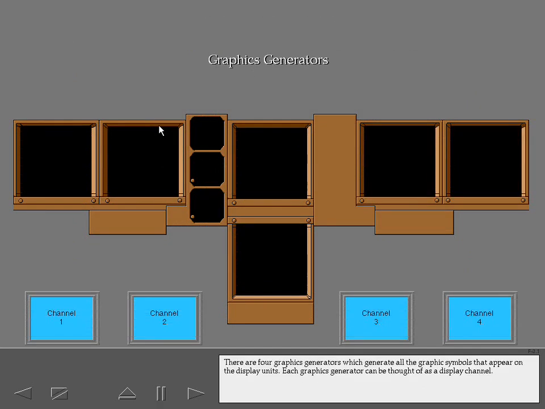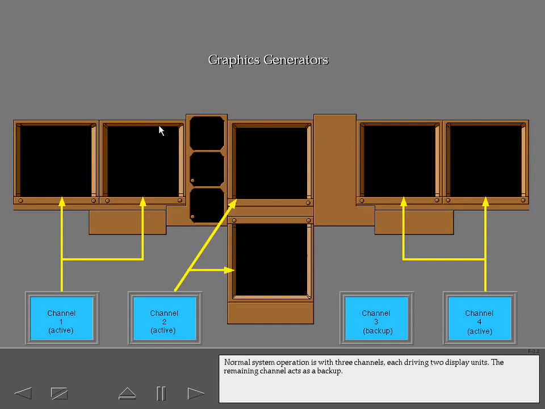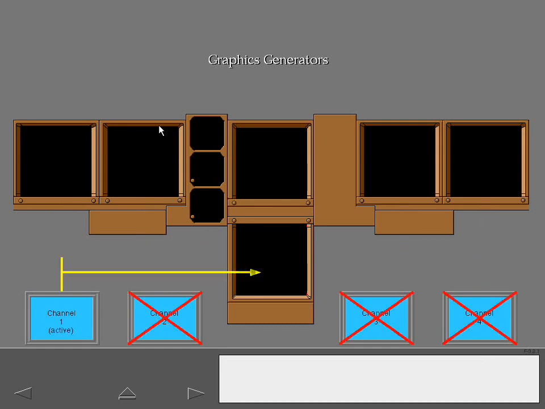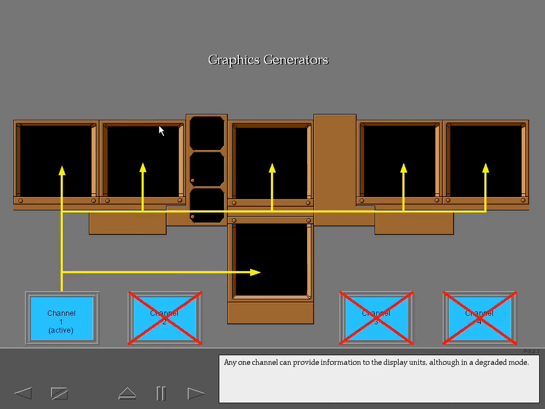There are 4 graphics generators which generate all the graphic symbols that appear on the display units. Each graphics generator can be thought of as a display channel. Normal system operation is with 3 channels, each driving 2 display units. The remaining channel acts as a backup. Any one channel can provide information to the display units, although in a degraded mode.